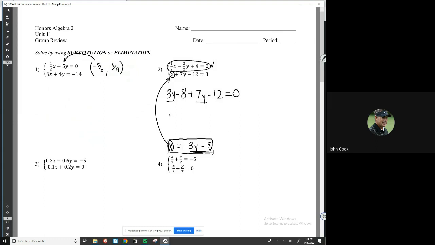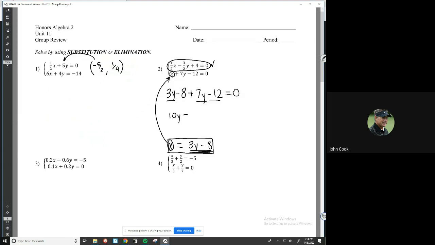3y and 7y gives me 10y. Negative 8 and negative 12 gives me a negative 20. So then if I add 20 to both sides, I get 10y equals 20. And if I divide both sides by 10, I get y is equal to 2. So there's my y value. And then remember that it's an ordered pair. I need an x and a y. We just found the y value too.